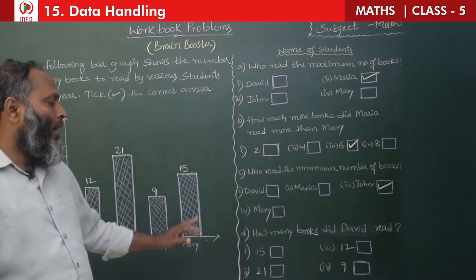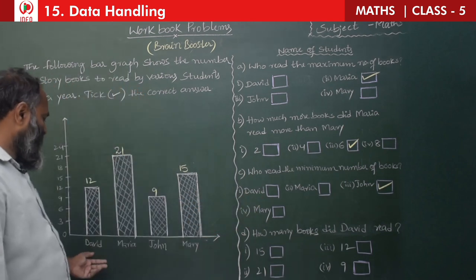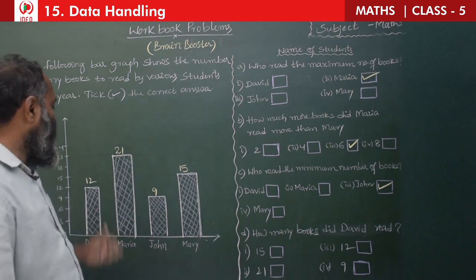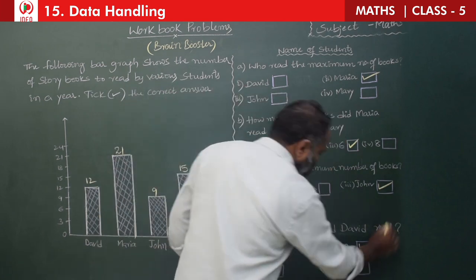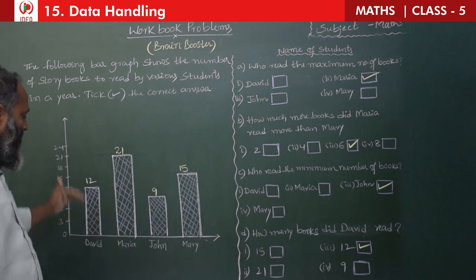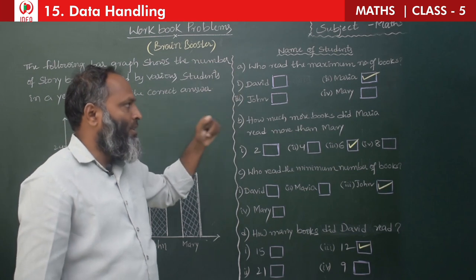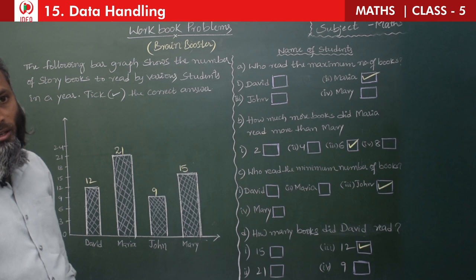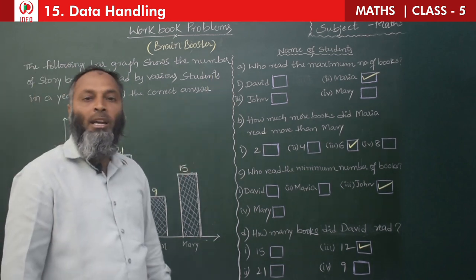Now, how many books did David read? Where is David? David read 12 books. How many books he read? 12 books. 12 is the right answer. According to the bar graph, first we observe the bar graph, and on the basis of the bar graph, whatever the questions given, we see and make it the correct answer. Whatever is the correct answer, there we keep a tick mark.